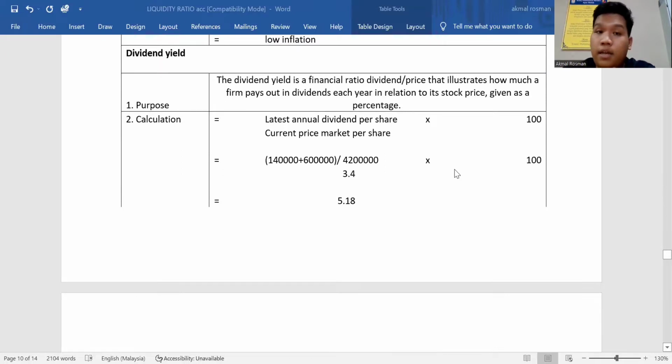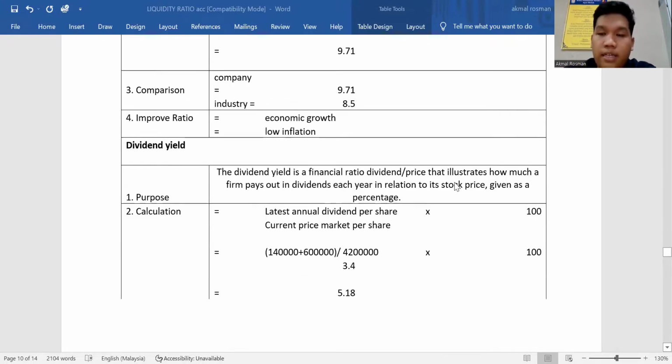The next and final one is dividend yield. The purpose is a financial ratio, dividend over price, that illustrates how much a firm pays out in dividends each year in relation to its stock price, given as a percentage. And the calculation is latest annual dividend per share divided by current market price per share times 100.